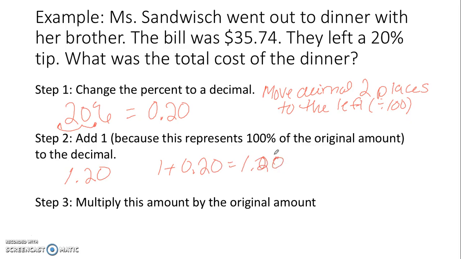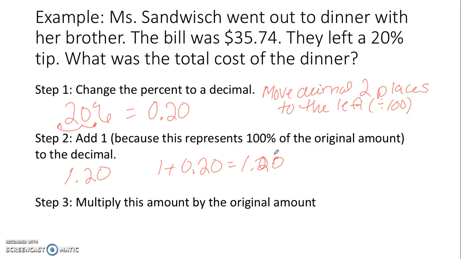1.20 represents 100% of the original amount plus the percent. The reason we're doing that is when we're adding a percent to the original amount, we need to have more than 100% of the original amount. If we just multiplied 35.74 by 20%, that would give us just the tip cost. But since we want to know the total bill, the cost of the bill and the tip, that's why we're adding 1 to that 20%.